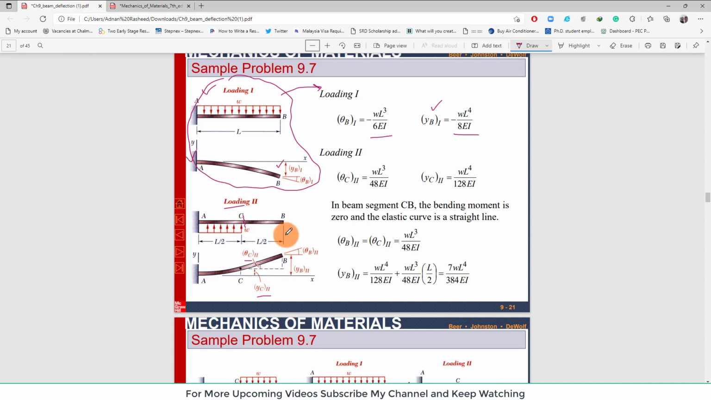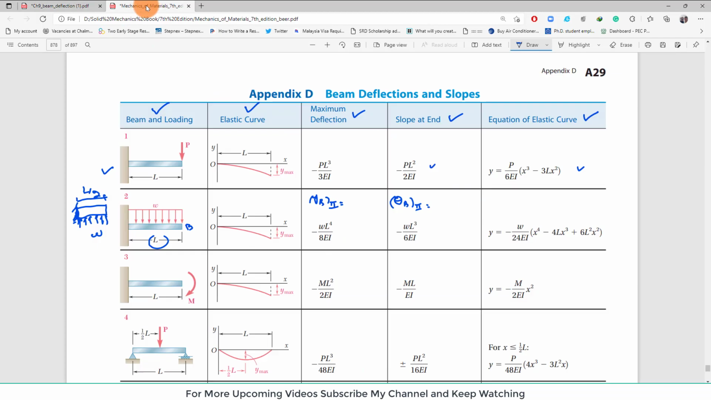Here you can see we are going to take point C, clear, point C. So this deflection will be YC, and similarly this slope will be theta C. When you put L equal to L by 2, YC will be equal to WL4 over 128 EI, because L will be replaced by L by 2, so when you solve it, it will be WL4 over 128 EI.